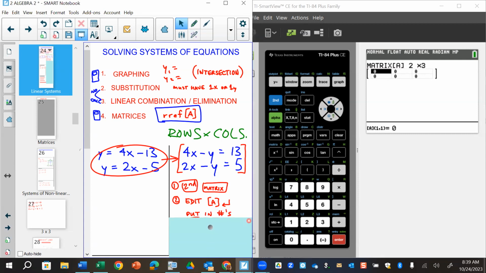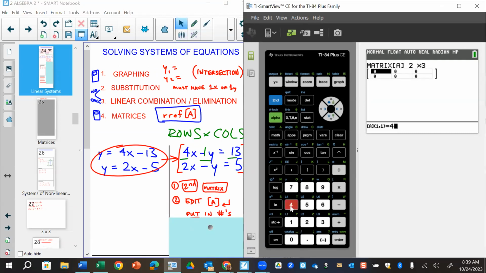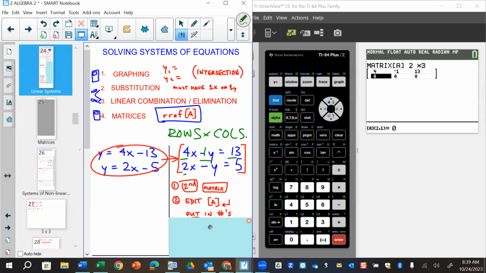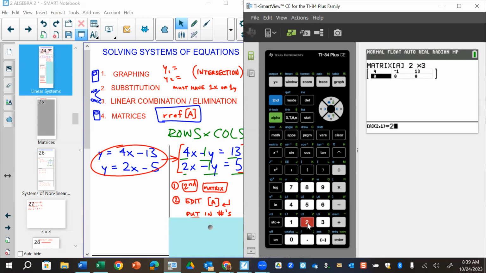Now put in your numbers, and here they are. 4, what's the next one here? Negative 1, 13. Do the same for the second one and put in 2, negative 1, and 5. 2, negative 1, and 5. Now you've got the matrix entered.